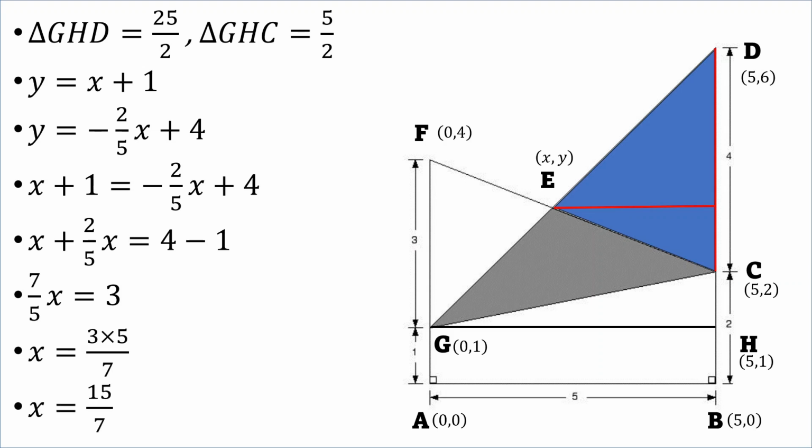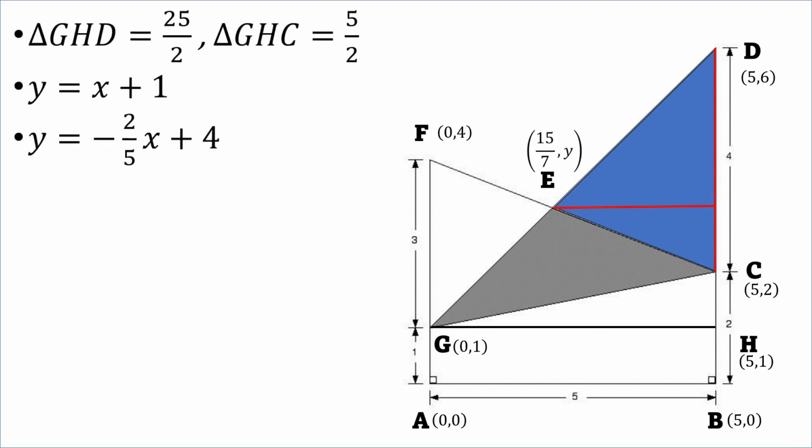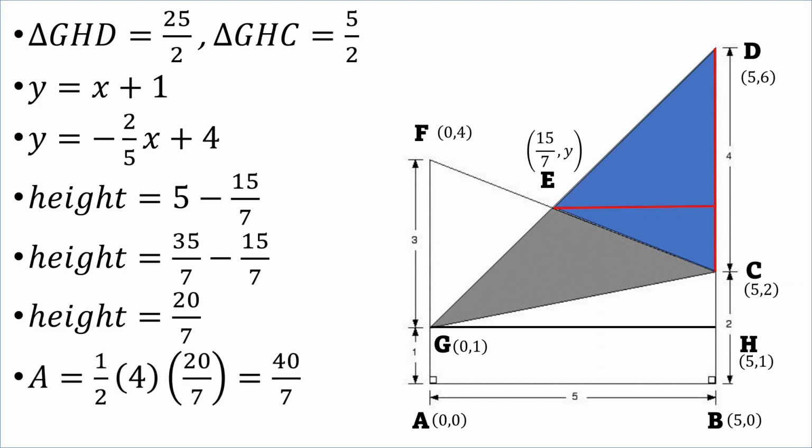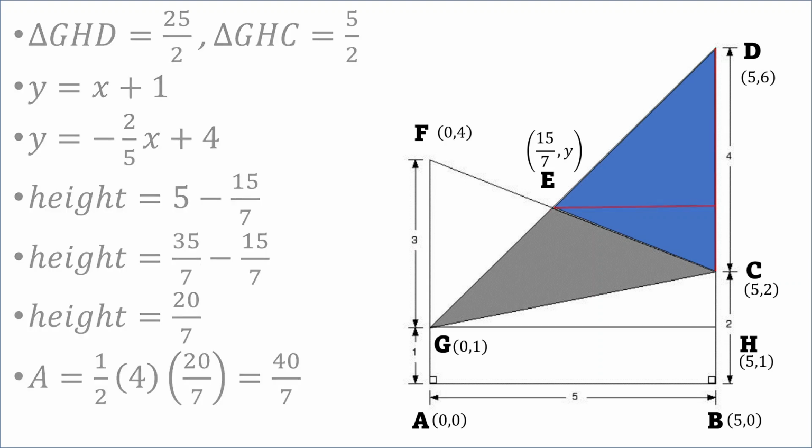is 15 over 7. So, the height of the triangle DEC will be the full length of 5 minus 15 over 7. But 5 is the same as 35 over 7. So 35 take away 15 is 20. So the height of the triangle DEC is 20 over 7. Now we can find the area by substituting into half base times height. 1/2 times 4 times 20 over 7 gives us that the area of triangle DEC is 40 over 7.